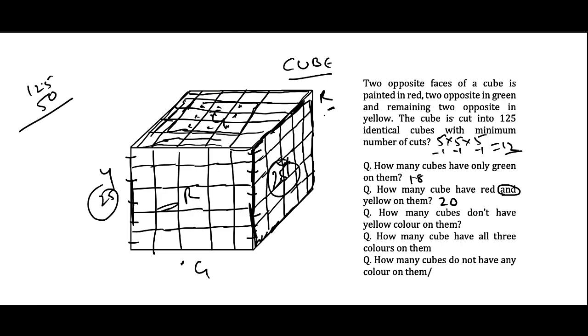So if we subtract 50 from 125, we'll be having 75 cubes that do not have yellow color on them. They are either green or red, green and red, and no face painted cube.